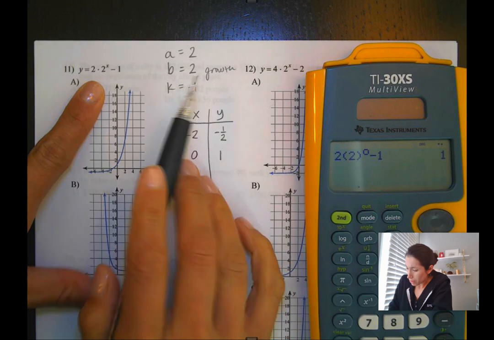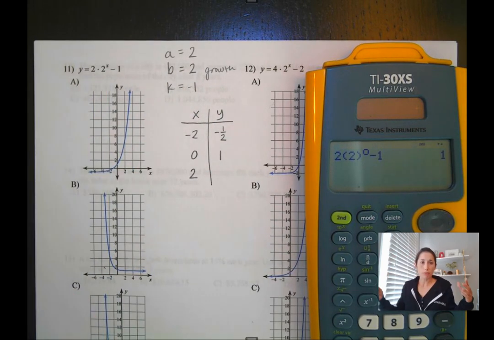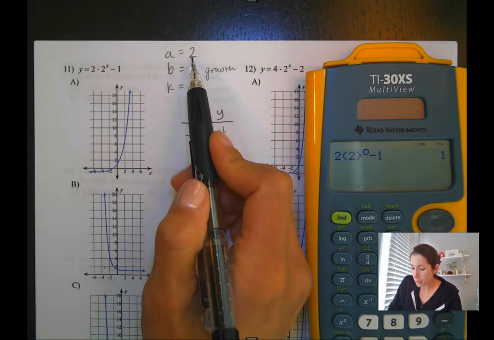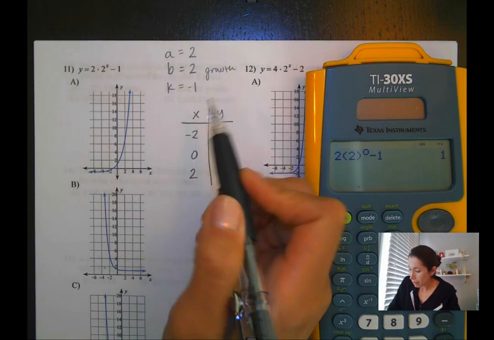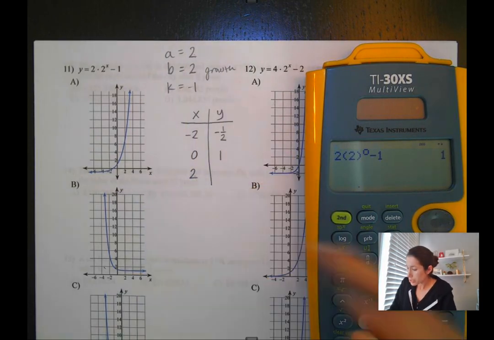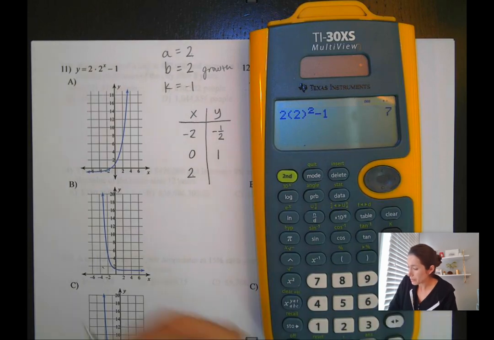And so if you think about it, it basically took our y-intercept of what a graph would be if it had nothing added here, and it shifts it down a little bit. So it's down 1 unit from what we sometimes call the initial value. And then when we plug in 2, let's see what we get here. 2 times 2 to the power of 2, minus 1. It's going to be 7.